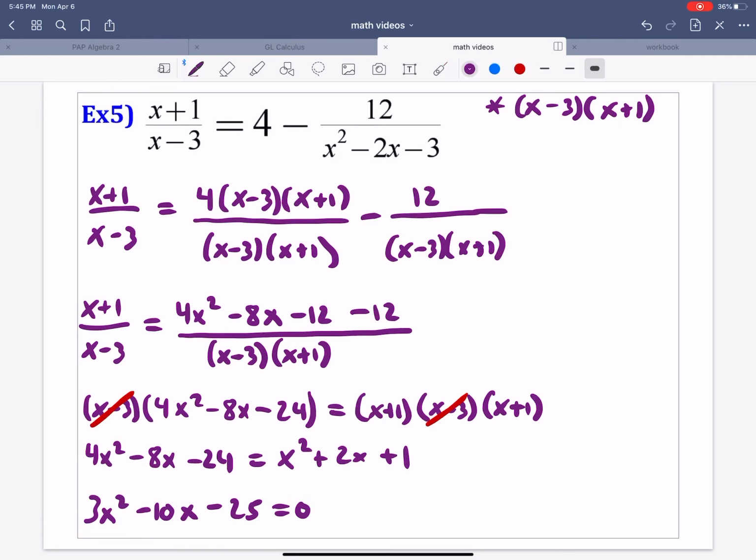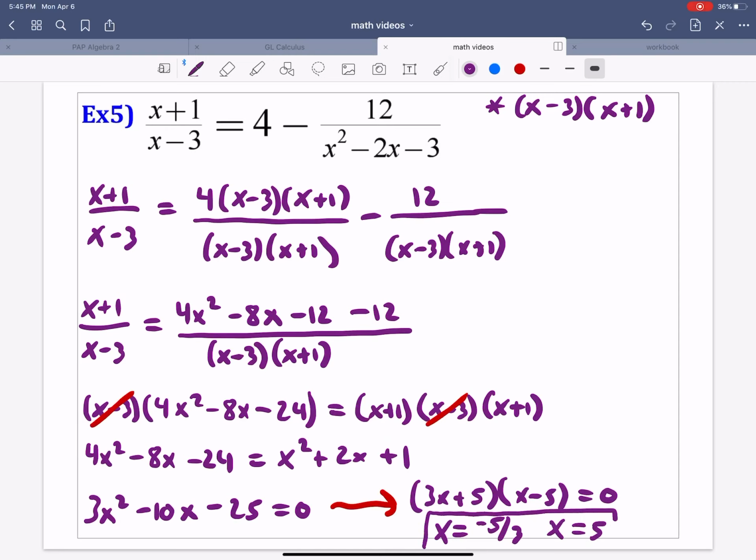What we end up getting here is that this does in fact factor to 3x plus 5 times x minus 5 equals 0. Set each equal to 0, and you get x equals negative 5/3, and you get x equals 5. Final answer.